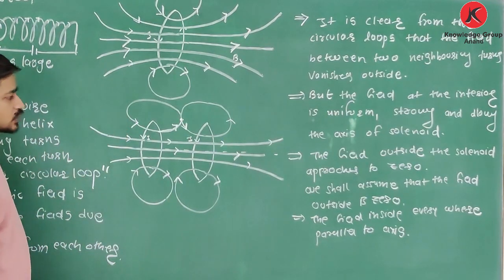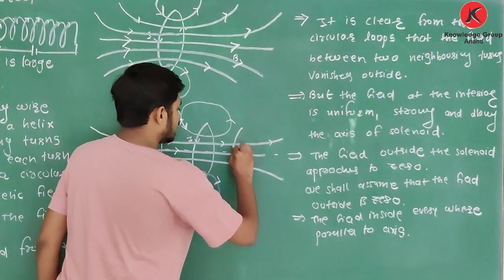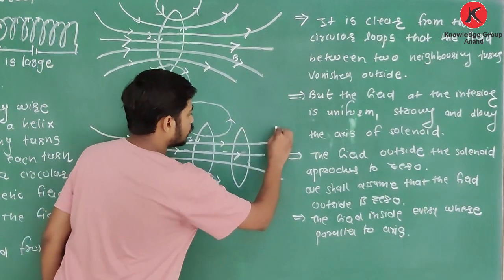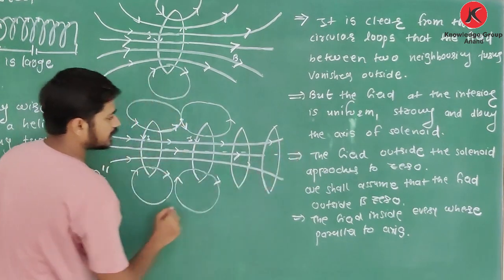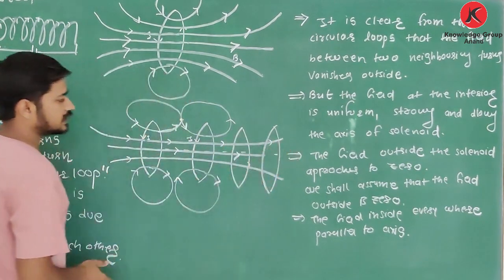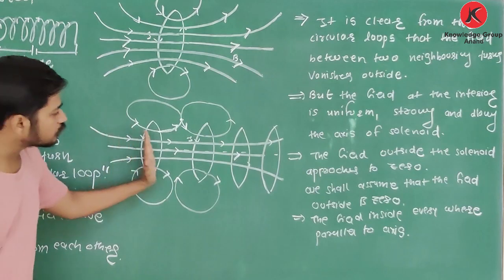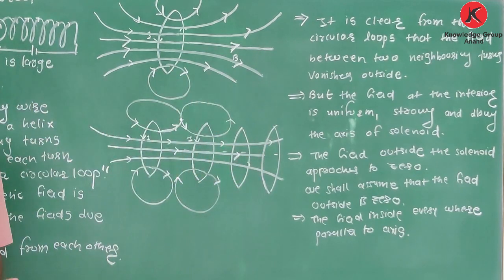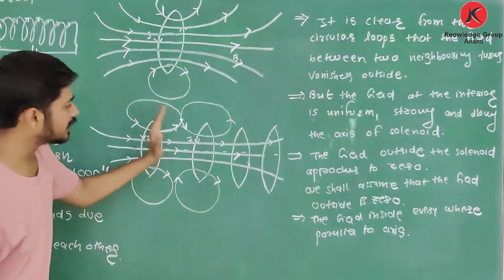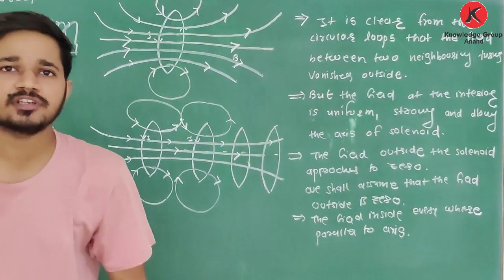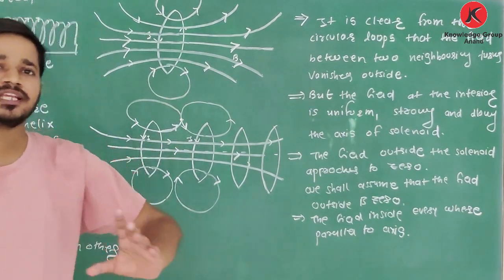If I place more and more rings like this, see in this central interior region, there are field lines almost in the same direction, parallel. While in this region, the magnetic field lines cancel out each other.